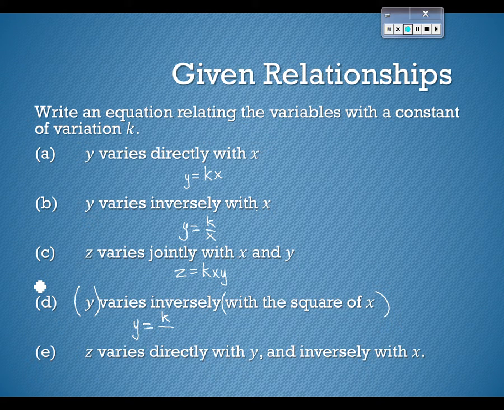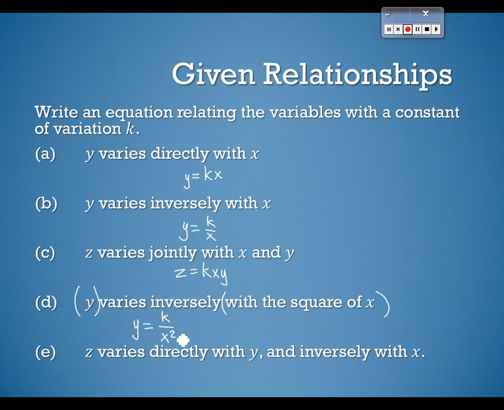Tell me about that one. Did anyone think it through? Can anyone help me out? It's a little bit trickier, right? We have y varies inversely with the square of x. So that means y is equal to k divided by this thing, which, instead of in words, we can write as x squared. Is that clear?